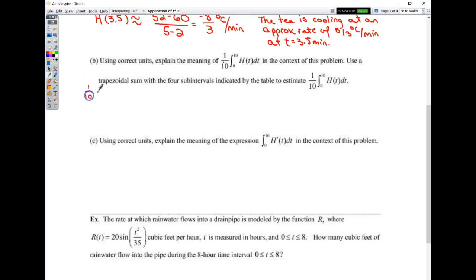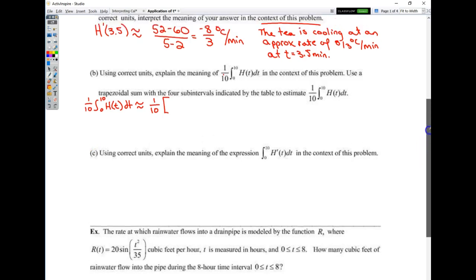I can set this up 1 over 10 times the integral from 0 to 10 of h of t dt. And this is going to be an approximation. Now, the worst thing that could happen to you is if you forget this 1 over 10. What students will do, and actually, let me go through the question correctly, and then I'll show you an error. So I'm going to copy that 1 over 10, and then I need to come up with my approximation for my integral. So again, this is a trapezoidal sum.